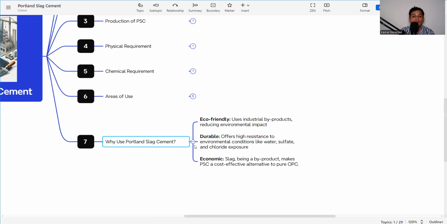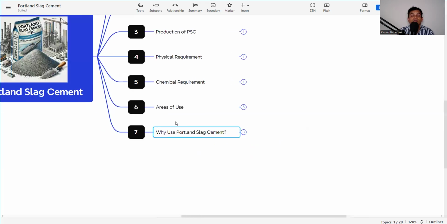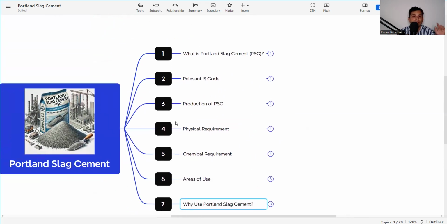But you also need to be very careful when choosing the cement. You need to take care of your project's requirement, your environmental requirement, your concrete requirement, and your concrete strength, durability, everything. And accordingly, you need to choose the cement for your project. So this is all about Portland slag cement.